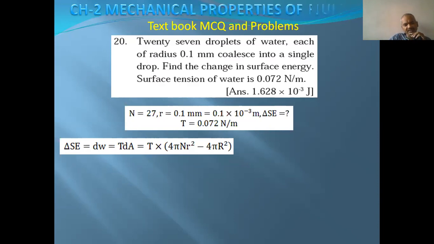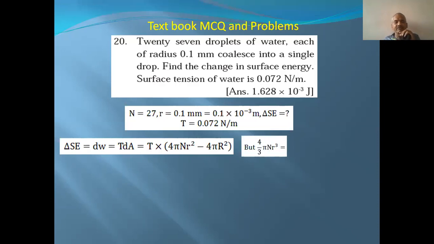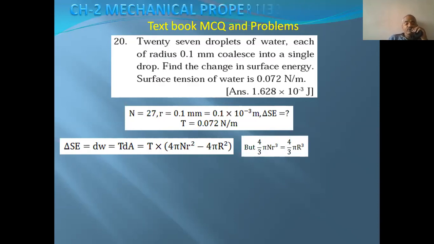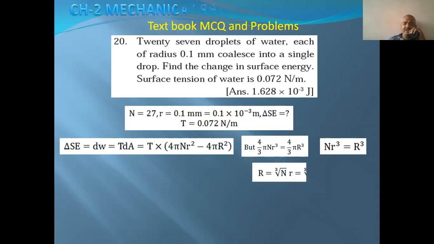Just subtract these two. In the given data, we observe that the small r is given, but the capital R is not given, and that capital R can be calculated by equating the volume of the liquid, because there is no change in the volume. 27 droplets coalesce into a single droplet, which means no change in volume. Just equate the volume in the initial stage and the final stage. You get the relation between capital R and small r. From that relation, you get R equal to thrice r.